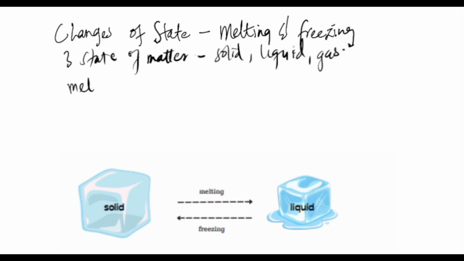Now, let's first look at melting. When we take melting, basically we are looking at a substance changing from being solid to liquid. And with this, we are applying heat to the solid substance. Once we do that, this is what happens with the particles present within the solid material or substance. Once we apply heat to it, the particles gain energy.